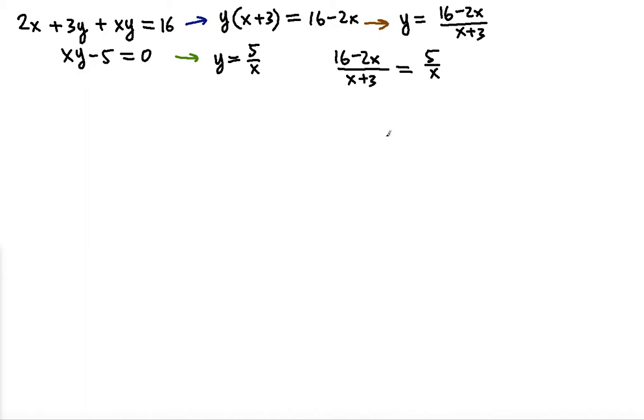So now cross multiplication means the product of the means is equal to the product of the extremes. 16 minus 2x multiplies x. So we would get 16x minus 2x squared when multiplying this numerator with this denominator. And then that's equal to the product of the extremes, right? So the product of x plus 3 and 5. So that turns into 5x plus 15.